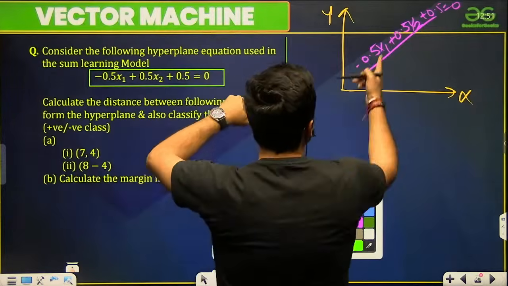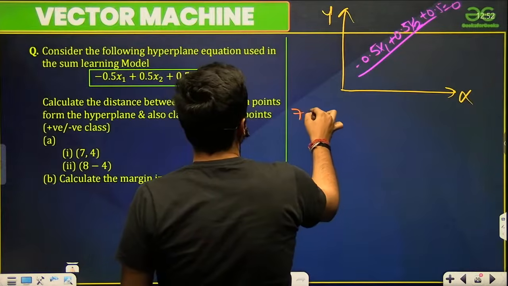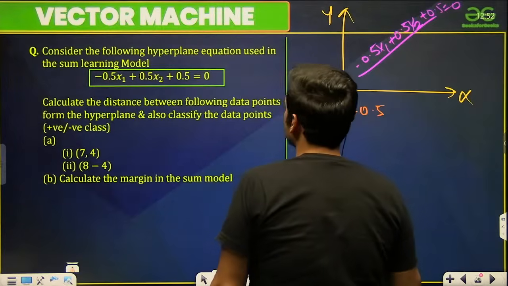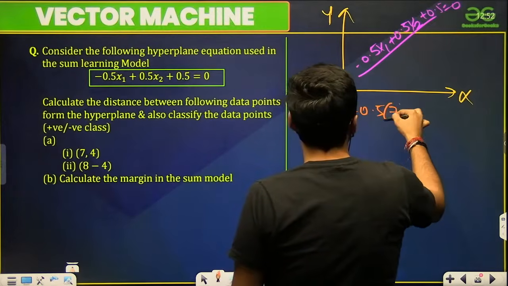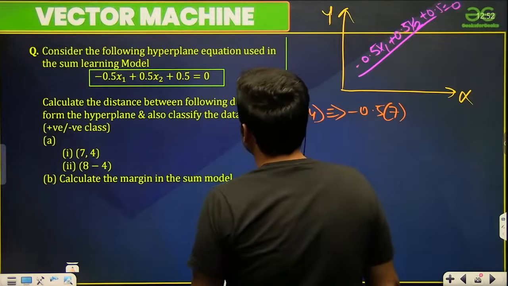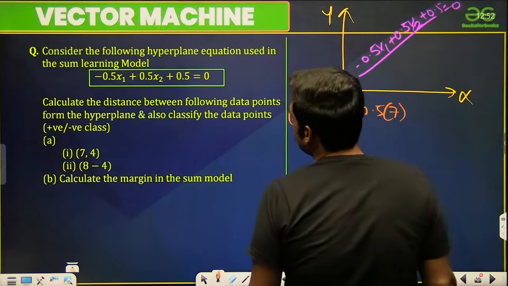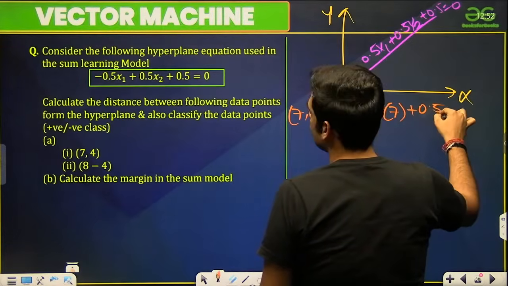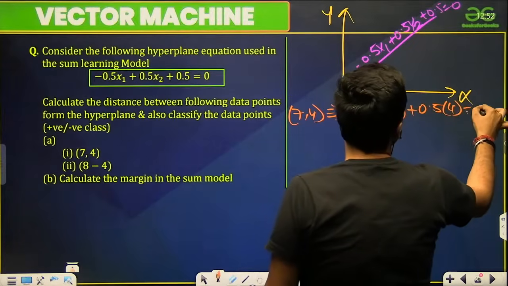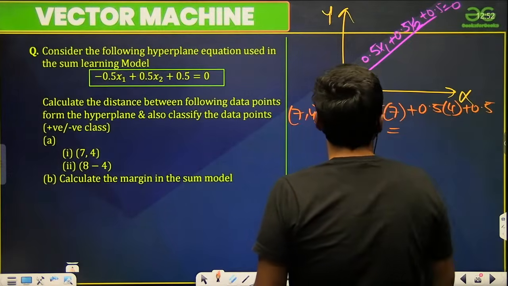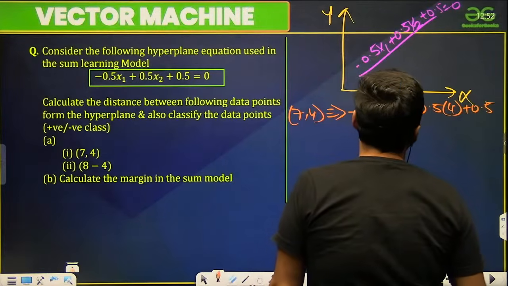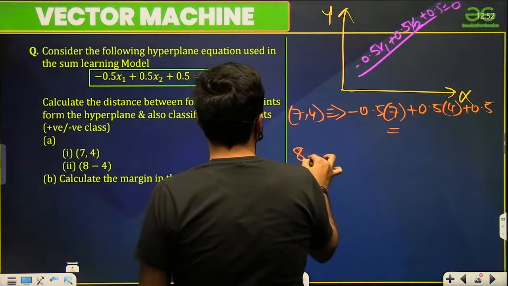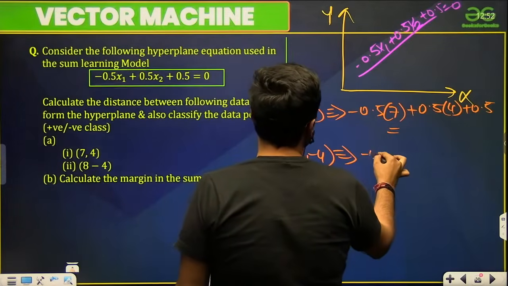So firstly, I'll just put the point 7 comma 4. Negative of 0.5 into x1, which is 7, and we have the second point as 4, so 0.5 into x2, which is 4, plus 0.5. Just calculate this, how much it is coming. Is it coming positive or negative? And for 8 comma minus 4, just calculate this.